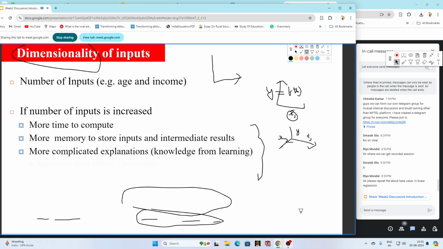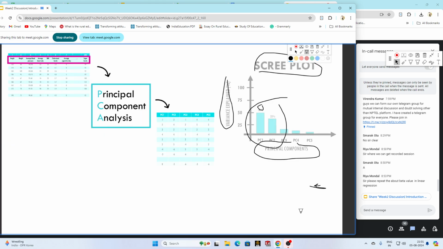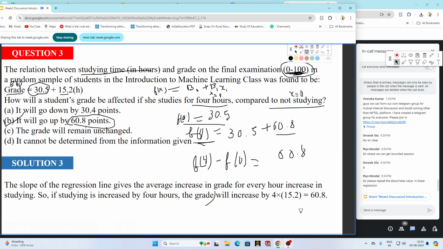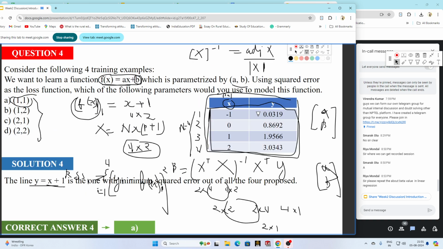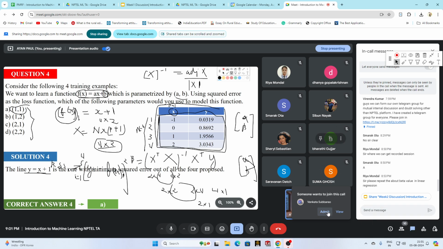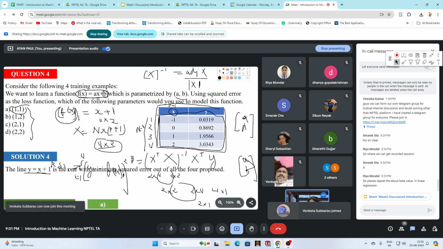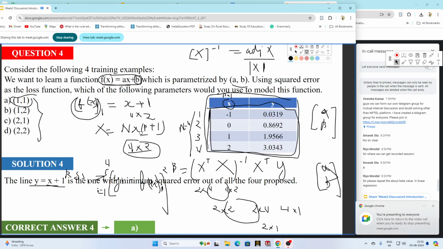Yes, sir. Okay, formula you got. Now you got the x matrix. How are we forming the x matrix? This is your x matrix. The x matrix will be of order n cross p plus 1. N means data points, so the number of data points is 4 here. P means the number of inputs, that is, p is 1. So your matrix will be 4 cross 2.